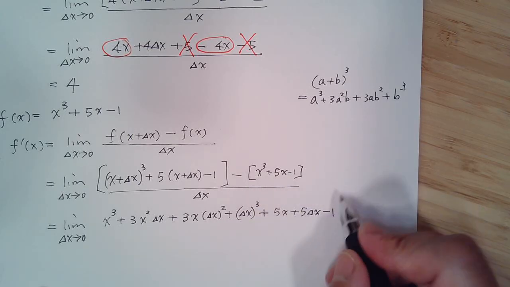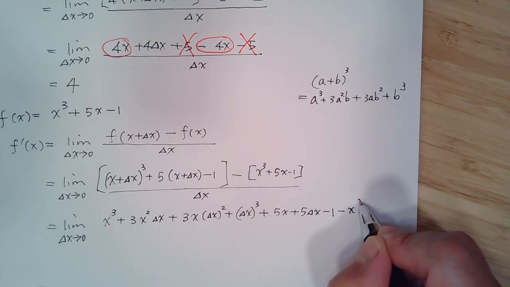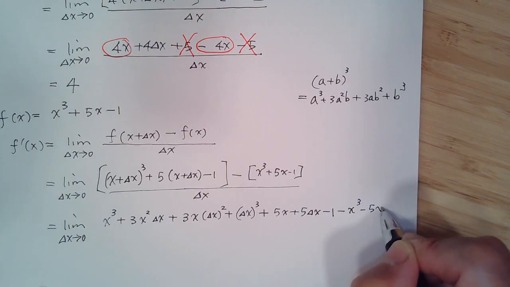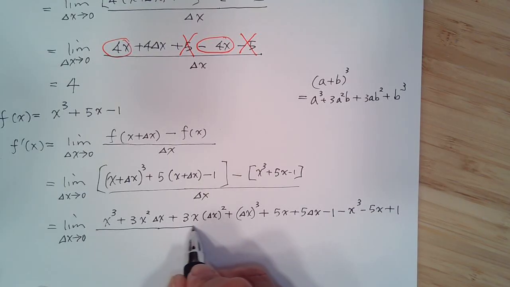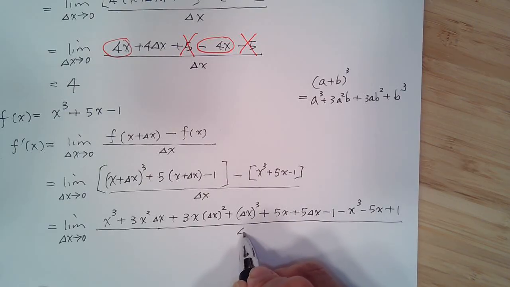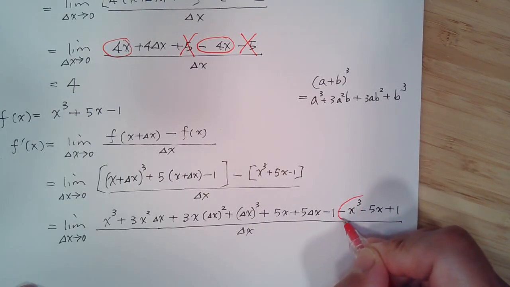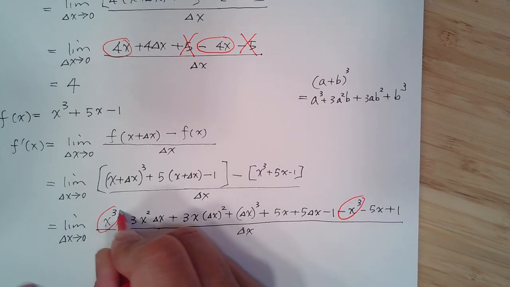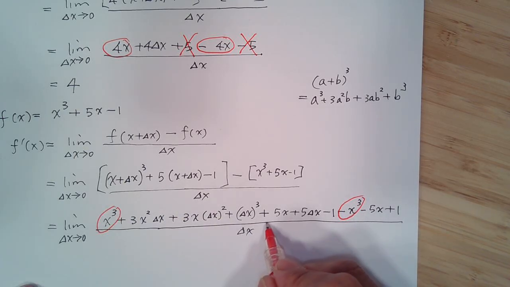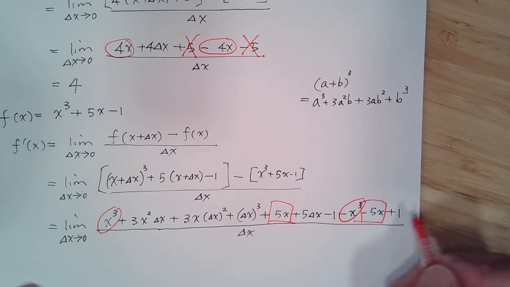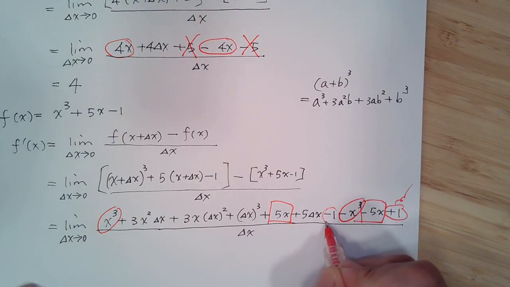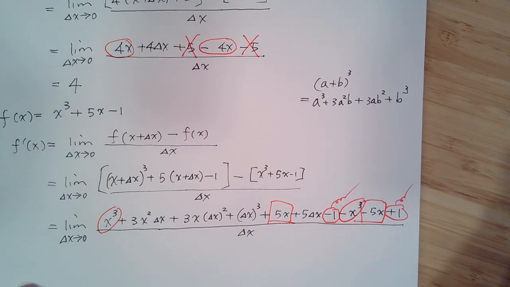I go ahead and distribute this negative sign, so I get a negative x to the third, negative 5x plus 1. Oh my goodness, this is just too much paper. Alright, I know I'm going to cross out all the things. See? This is gone. Okay, so I have this one. This one will be crossed out. And there is a plus 1. Minus 1, it's gone, right?